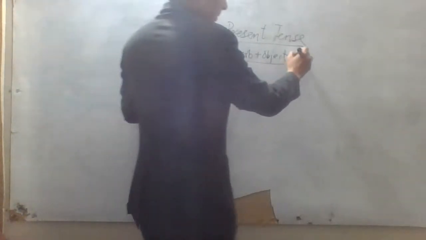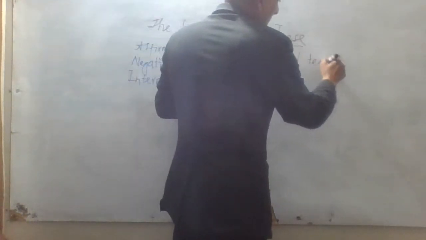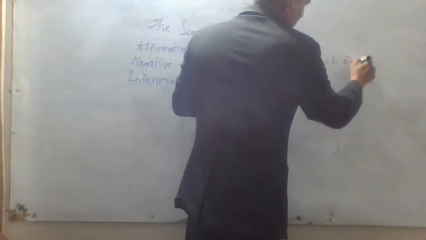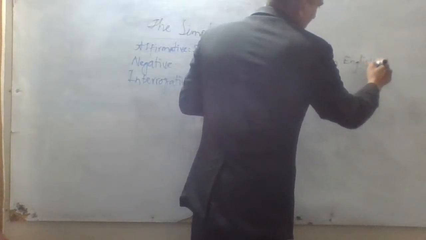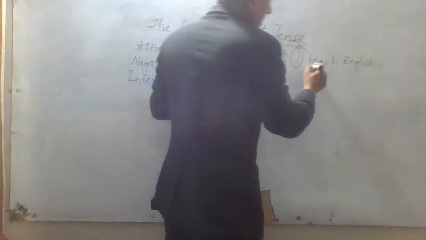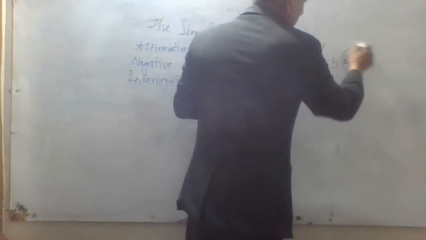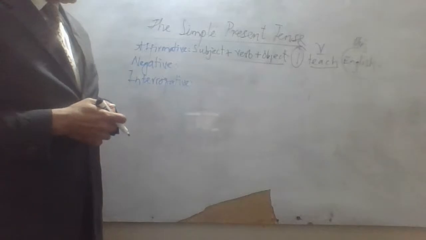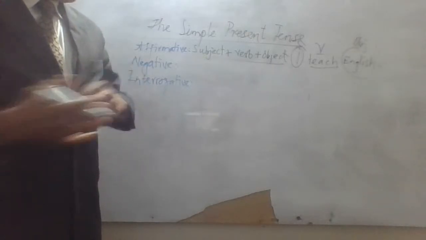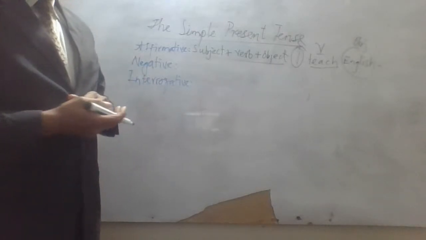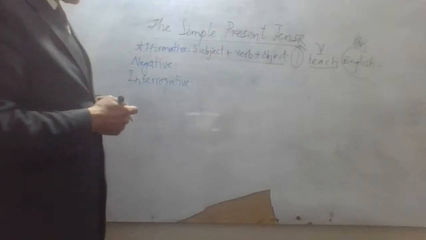For example, I teach English. I is the subject, teach is the verb, English is the object. She eats apples. He watches television. They play soccer. Girls sing songs.